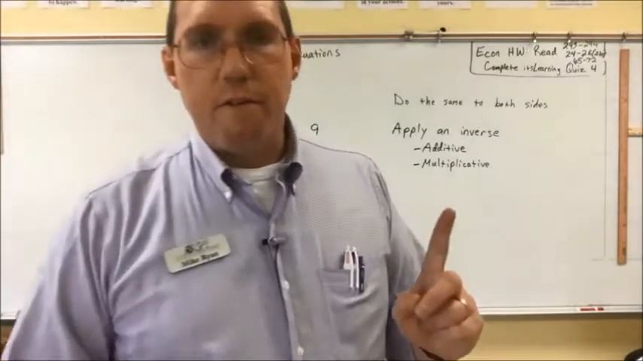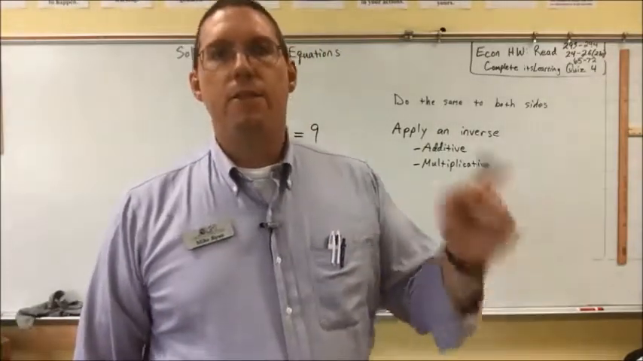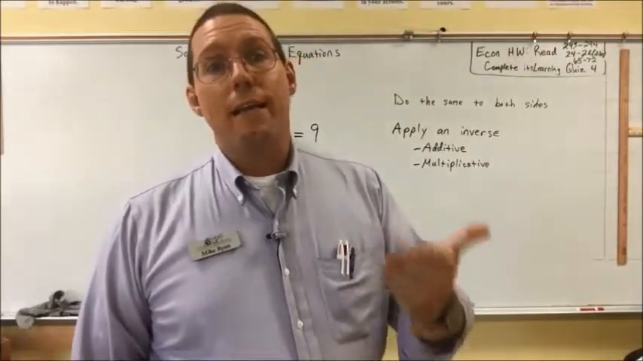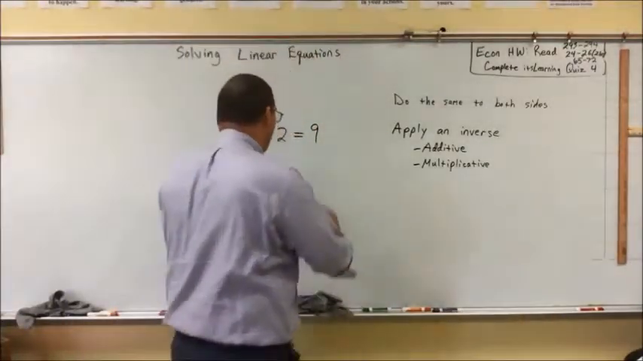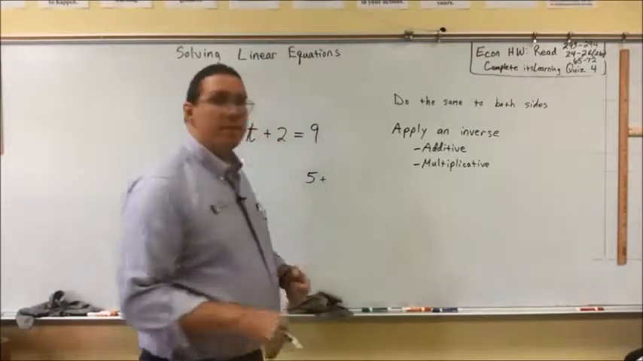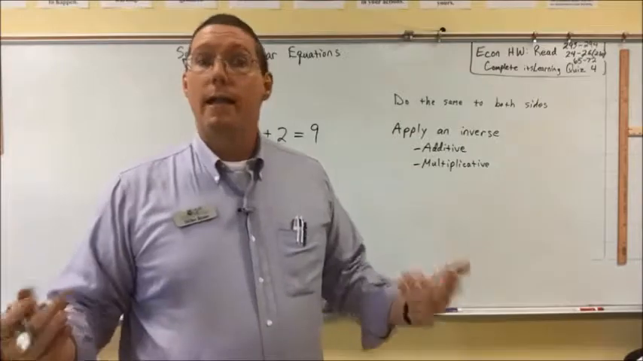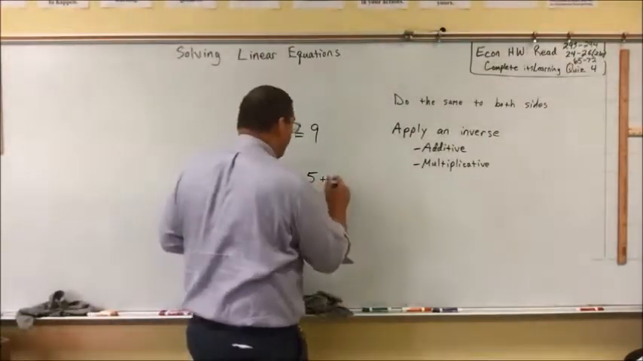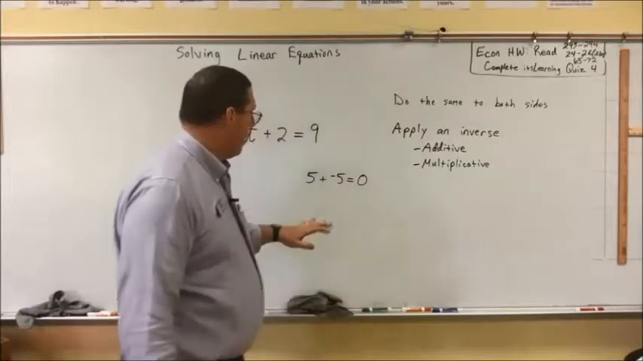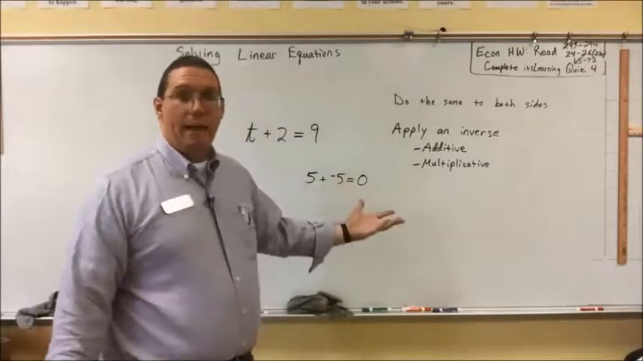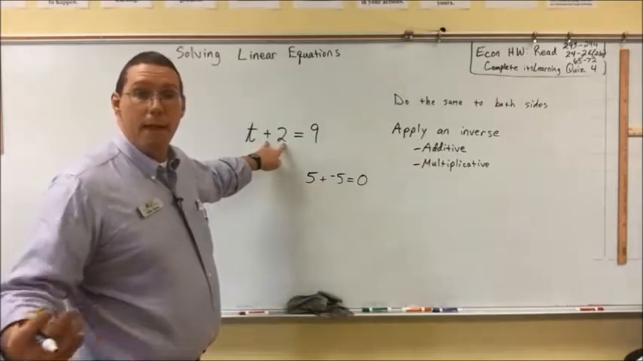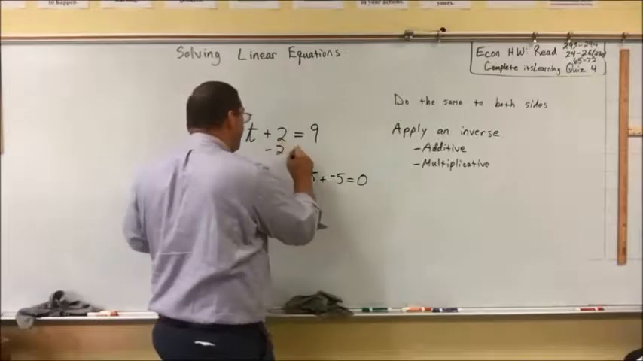The additive inverse of a number is the number that if you were to add them together, you would get 0. So let's think of the number 5. What can I add to the number 5 to get 0? Negative 5. Because 5 plus negative 5 is equal to 0. And so, negative 5 is the additive inverse of 5. So what's the additive inverse of positive 2? Negative 2. And that's why we put a negative 2 on here.